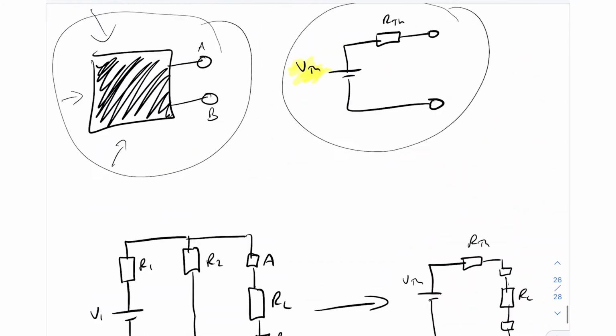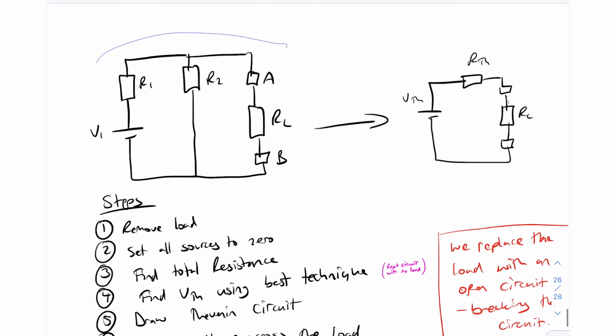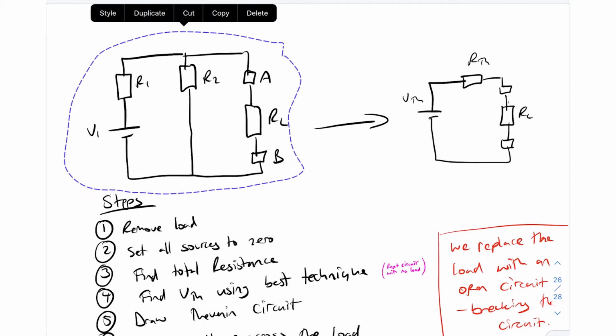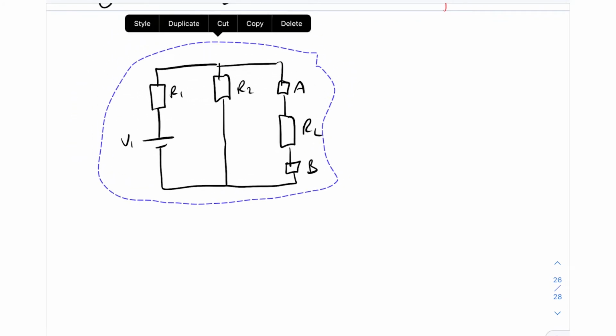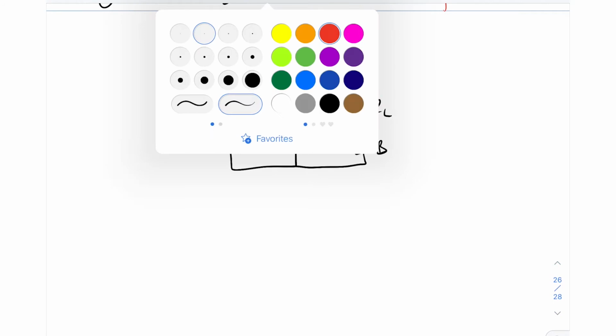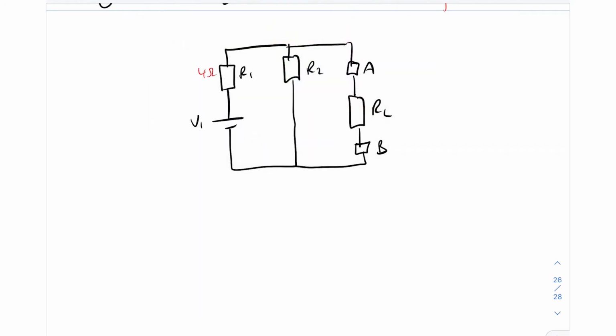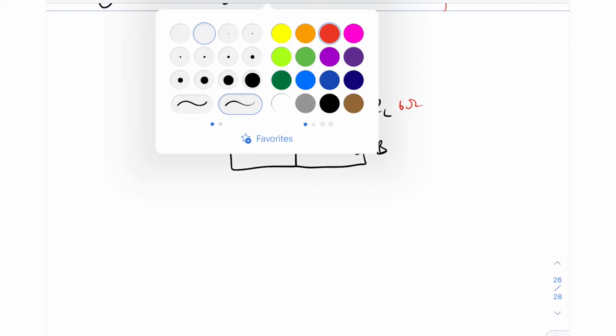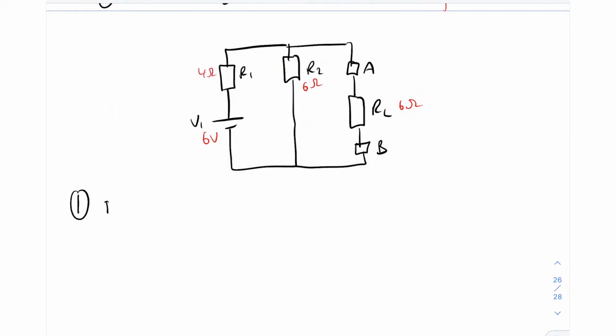Okay, so let's do an example now. I think what we'll do is take this circuit that we drew up here and give it some values. So we're going to convert this circuit here into that circuit. Let's give some values: 4 ohms, 6 ohms, and 6 volts as well. Okay, now we've got our circuit. Let's start off with step one, which is to remove the load. Copy and paste this.